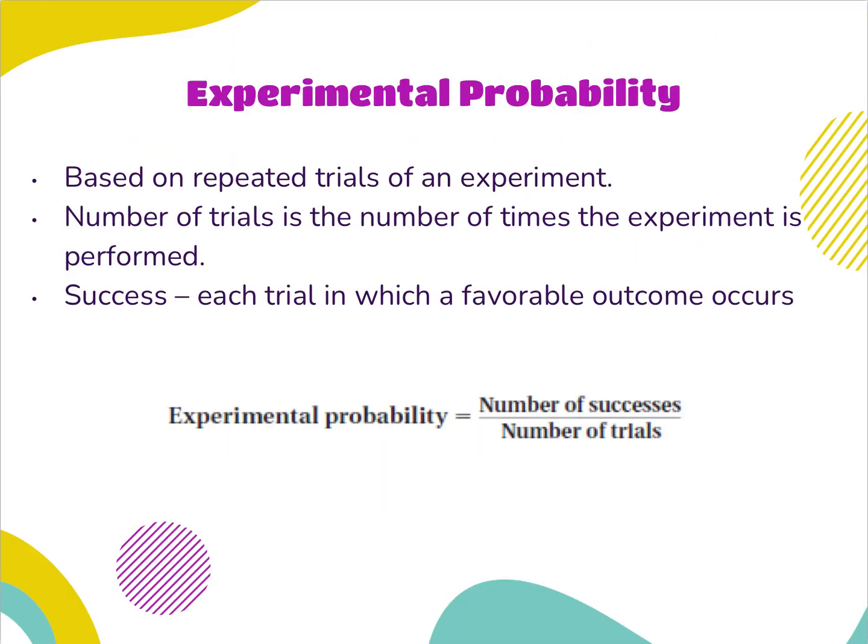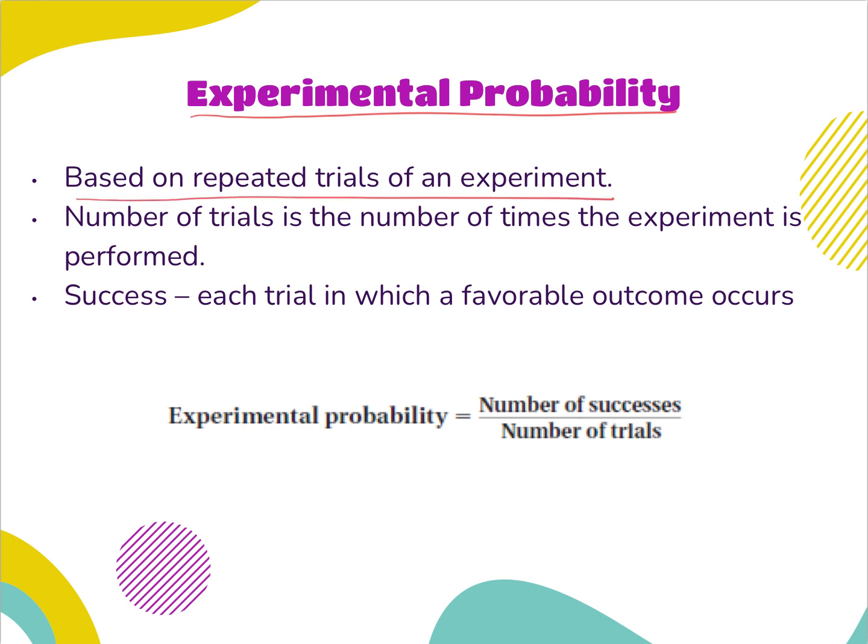Now, all this is great, but these are all theoretical. This is in a perfect world. This is what's going to happen. However, sometimes you actually run an experiment or a trial, and your outcomes do not match what theoretically is supposed to happen. So experimental probabilities are the probability based on a particular trial of an experiment.